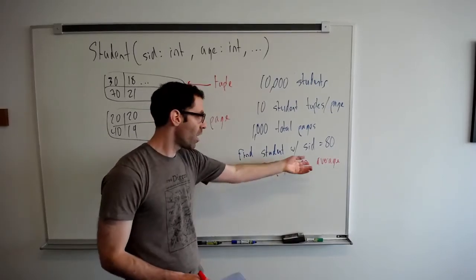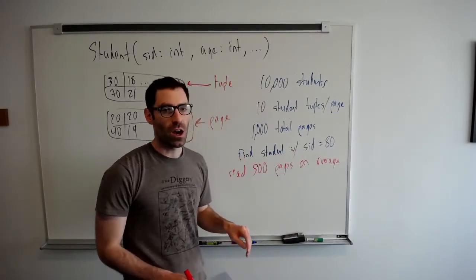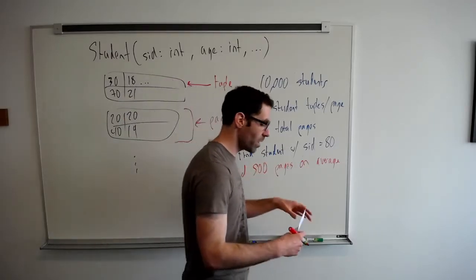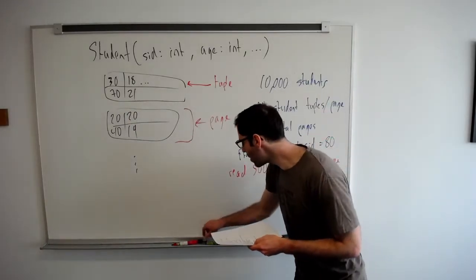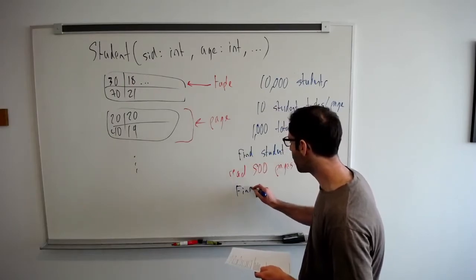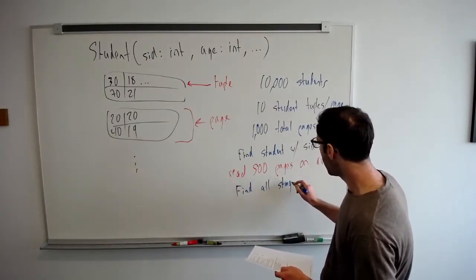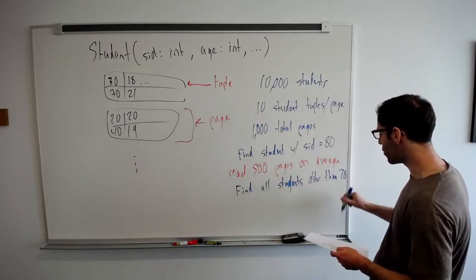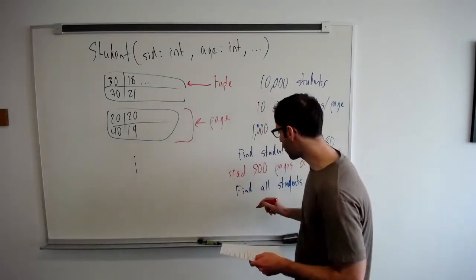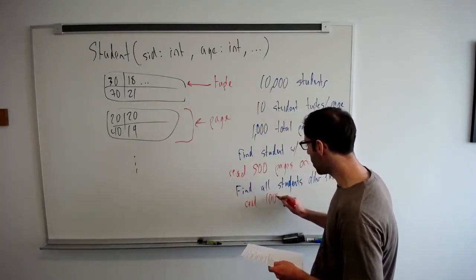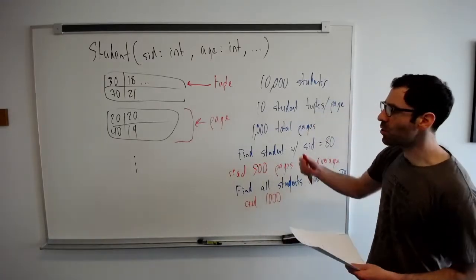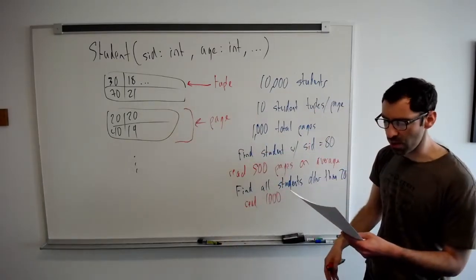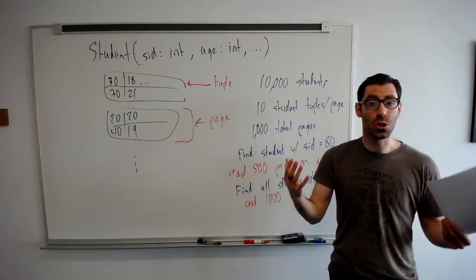And on average, if we're looking for a particular one, we'll find it by reading through about half the pages, sometimes fewer, sometimes more, but about half on average. And if we want to find all students older than 20, then we're going to have to read through all 1,000 pages, because we don't have any information about where students of a particular age are located within our heap file, so we'll just have to scan through anything. So the question is, can we do better?